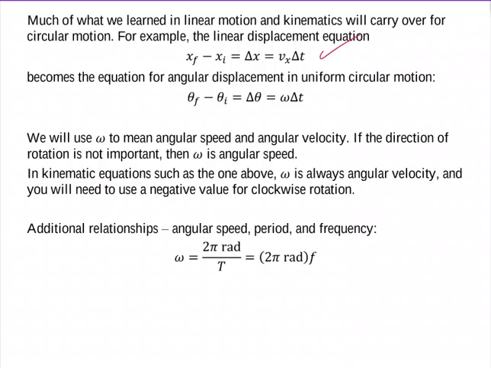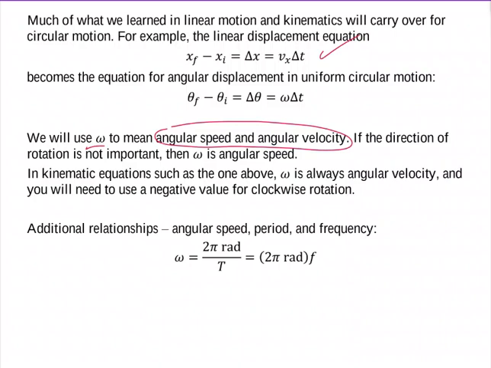So we're going to use omega to mean angular speed and angular velocity. So it actually means both. Okay, and that's kind of a tricky one. If the direction of rotation is not important, then omega is angular speed. So if we don't really care if it's rotating clockwise or counterclockwise, then we don't really care if we're talking about angular speed or angular velocity. It doesn't really matter, okay? But if the direction of rotation does matter, we care if it's clockwise, we care if it's counterclockwise, then it matters if we're talking about positive or negative rotation. So then we're going to be talking about velocity, because it's either one or the other.